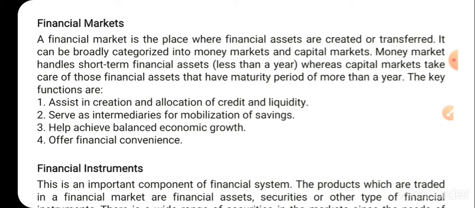So financial instruments are the assets or financial securities or other types of financial instruments which are traded in financial markets. A financial instrument is a monetary contract between parties, or it may be stated as evidence of ownership of something. So financial instruments are the assets, or these are the evidence of ownership of something.